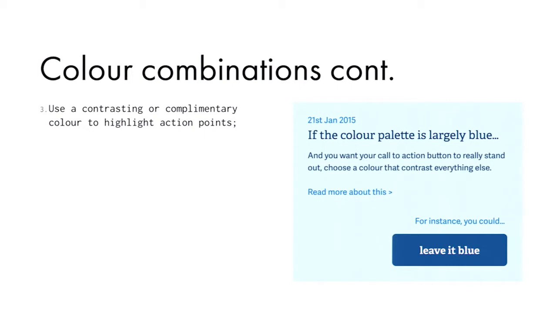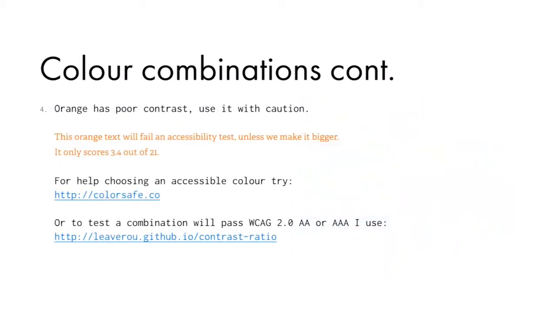But you can use colour to make certain things stand out from the rest of your design. If you've got a colour palette that's largely blue and you want everyone to see that button on the bottom and you want everyone to click on it, it could be blue, it would fit in with the design, but you could also use a contrasting colour and have it stand out a lot more against the rest of the design, and it's much more likely to be clicked on in that case. Orange has poor accessibility. It's one of those colours that has a pretty low contrast despite what it looks like to us a lot of the time.